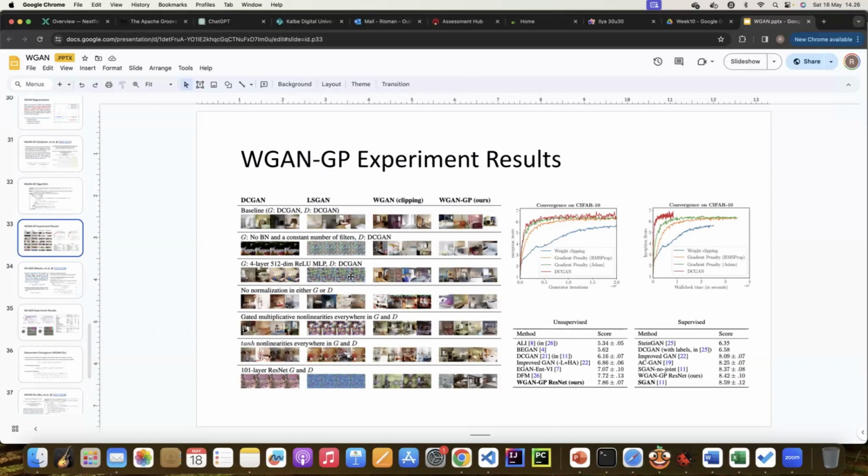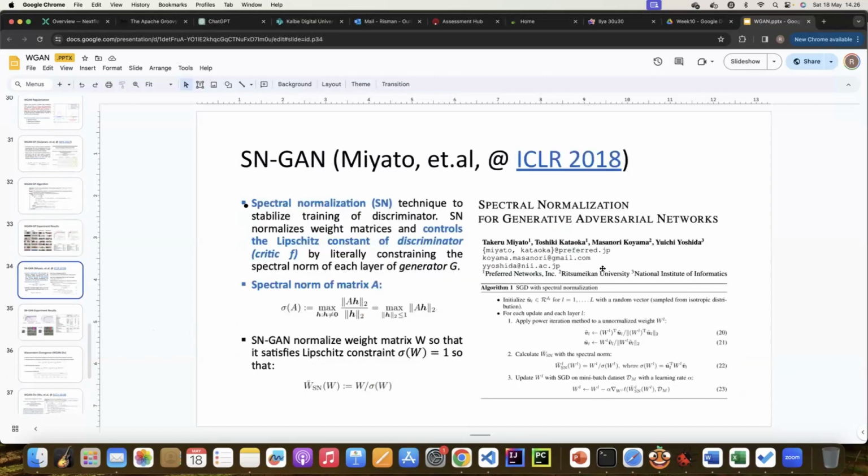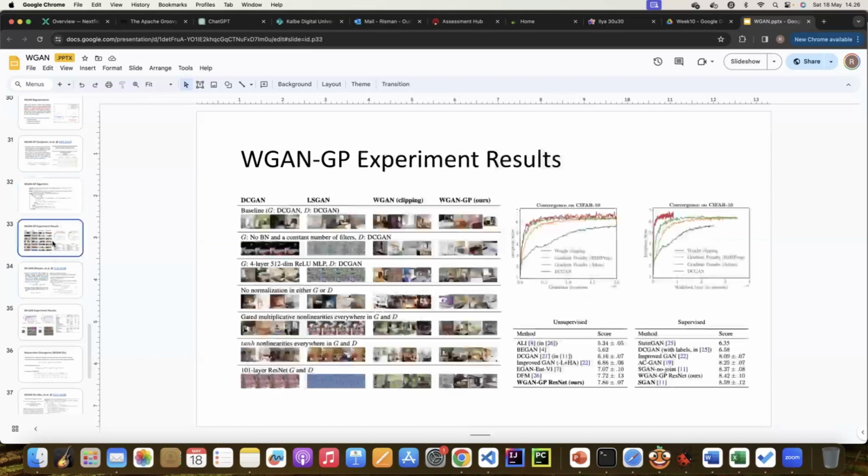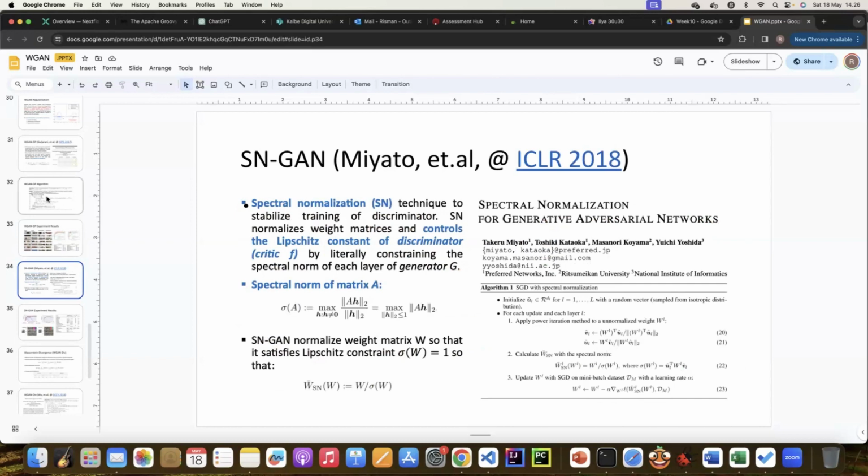But I rarely use this. I prefer the approach from Miyato, the spectral normalization idea from ICLR. So with spectral norm, instead of changing the objective with the gradient value, it works on the architecture level. Spectral norm stabilizes the training of the critic function or discriminator by normalizing the weight matrix.